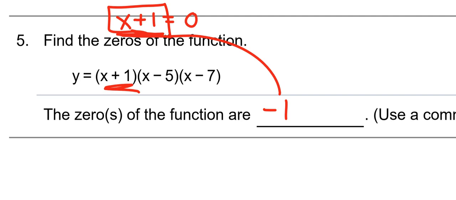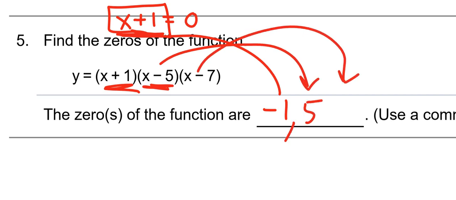Okay, what about x minus 5? What do you get from that? Positive 5, and how about from x minus 7? So it shouldn't be that hard to get the zeros of the function.